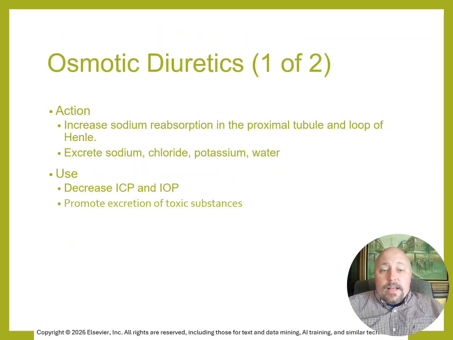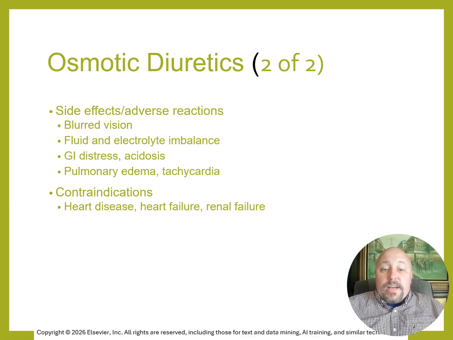Osmotic diuretics. These increase sodium reabsorption within the proximal tubule in the loop of Henle, while also helping the body to excrete sodium, chloride, potassium, and water. Its primary uses are in decreases in intracranial pressure and to promote the excretion of toxic substances. Side effects will be everything from blurred vision, fluid and electrolyte imbalances, GI distress, acidosis, pulmonary edema, and tachycardia. It's also contraindicated in cases of heart disease, heart failure, and renal failure.